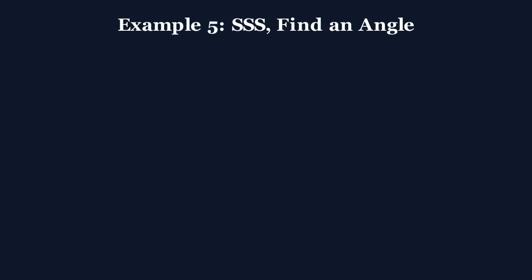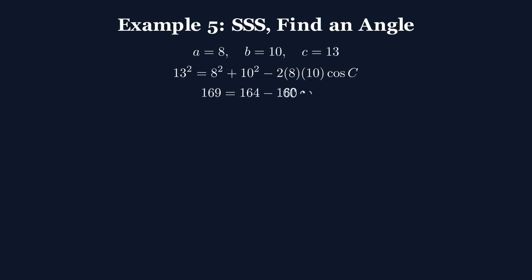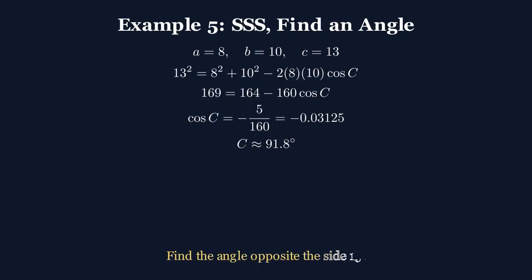Example 5. A triangle has sides 8, 10, and 13. Find the angle opposite side 13. Use 13 squared equals 8 squared plus 10 squared minus 2 times 8 times 10 times cosine C. Solve for cosine C, and cosine C is negative 0.03125. Therefore, C is about 91.8 degrees.